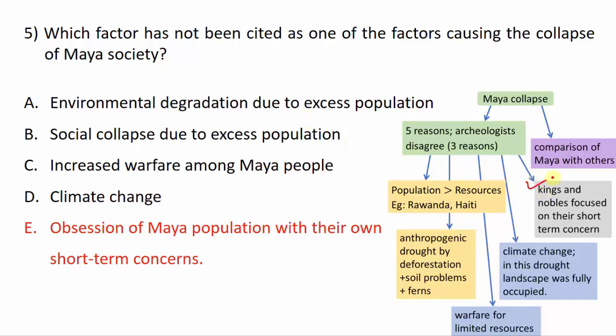Look into fifth reason block. We have written kings and nobles focused on short-term concerns, not an obsession of Maya population with their short-term concerns. In fact, the passage states that problems of Maya people were unheard by the kings and nobles as they were focused on their own short-term concerns. So the correct answer is option E.